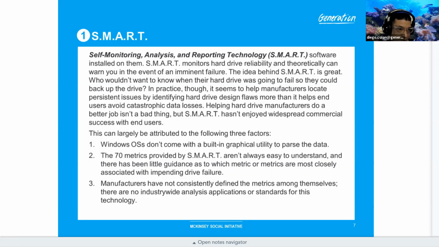This just makes sure that we avoid any catastrophic losses, helping you overall and the manufacturers keep track of the issues with the drive. Windows OS does not come with any built-in graphical SMART utility that I'm aware of, except that when you go into defragmentation, if you try to defrag and the sector is bad, it will mark it bad, but it is not self-monitoring, analysis, and reporting wise. It's not something in that matter.